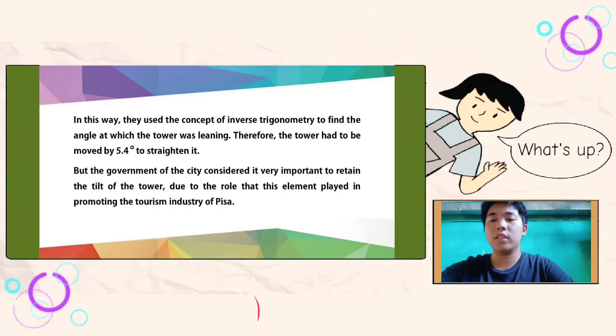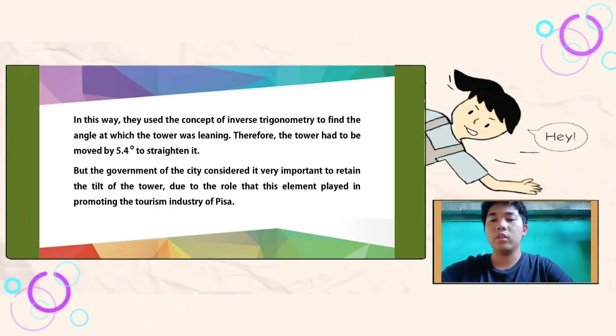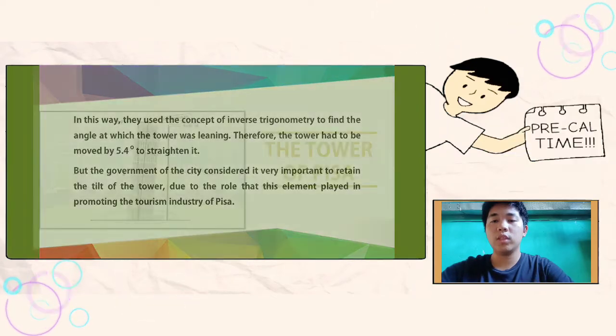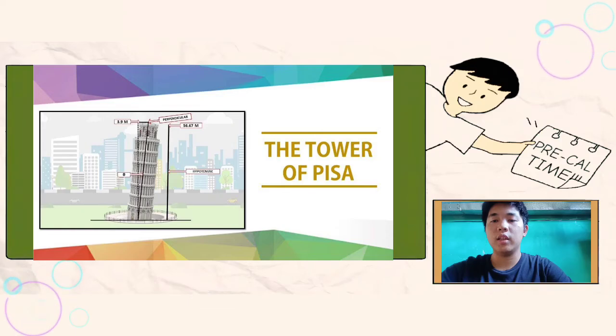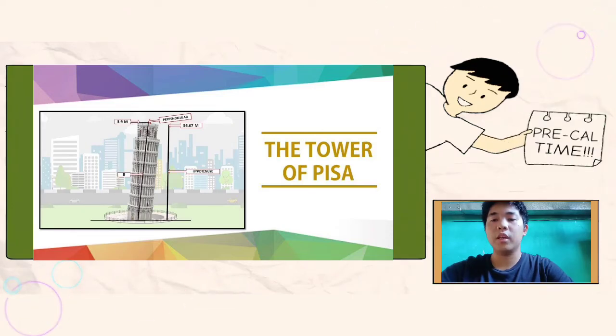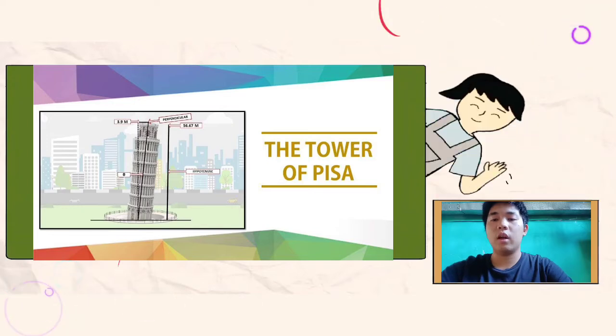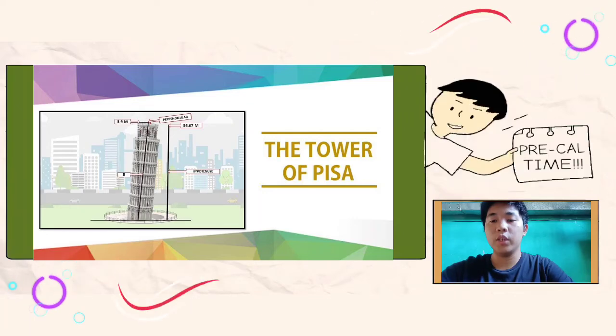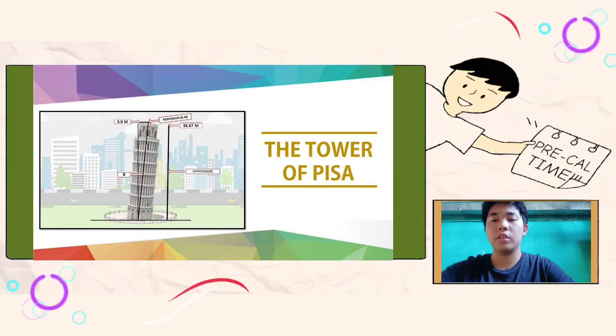But the government of the city considered it very important to retain the tilt of the tower, due to the role that this element played in promoting the tourism industry of Pisa. So, it was decided to move the tower a little. The tower was moved by approximately 1.55 meters. As a result, the top of the tower was displaced horizontally 3.9 meters from the center, and the height of the tower was reduced to 56.67 meters.